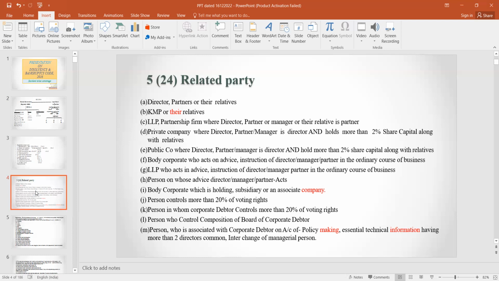I think all of you are having a copy of the Code with you. So section 5(24), what does it say? Let me open a copy of the Code also.